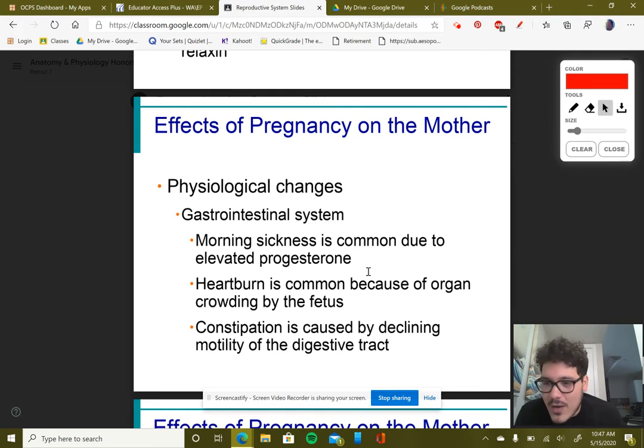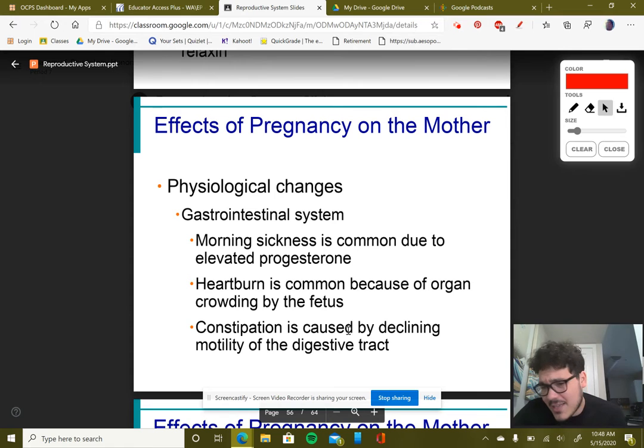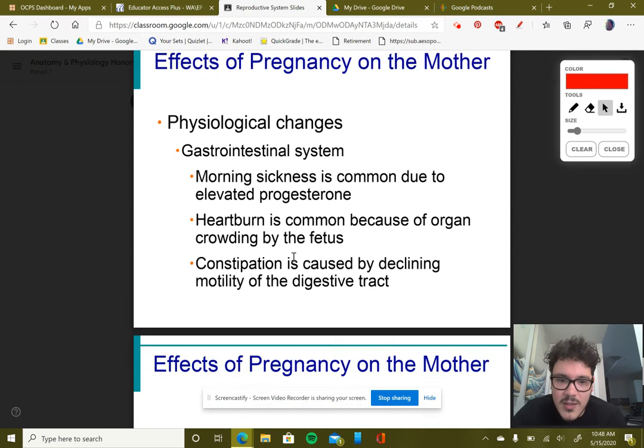And you could be eating whatever your normal eating habits are. And unfortunately, it doesn't sit well with your stomach. Heartburn, as we mentioned, the uterus pushes up and away, kind of expanding its size. So the stomach gets a little crowded, causing more stomach acid to reach up into the esophagus, causing a little bit of heartburn. Constipation, as I mentioned, is due to declined motility of the digestive tract. So all these things are being affected as the uterus expands substantially.